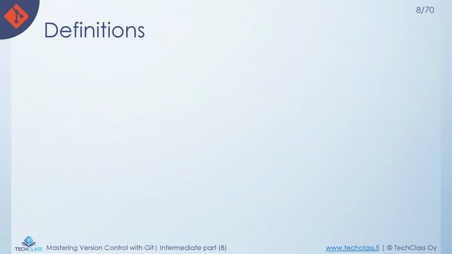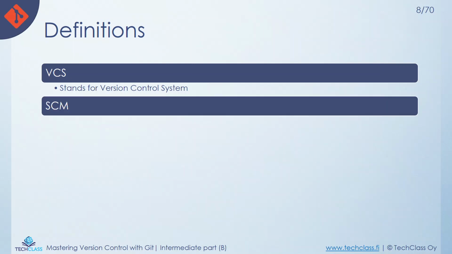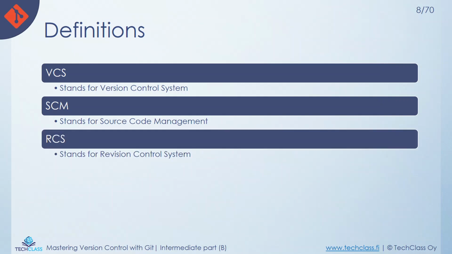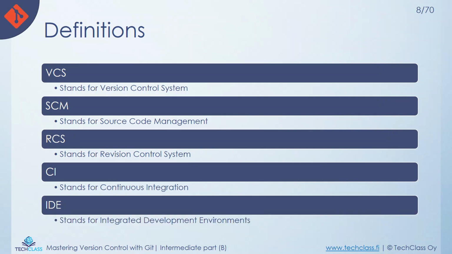Alright, now I'm excited to start this part of the course. So let's start with the definitions as usual. VCS stands for Version Control System, SCM stands for Source Code Management, RCS stands for Revision Control System, CIS stands for Continuous Integration, and IDS stands for Integrated Development Environment. We may encounter these abbreviations inside the content of this part, so make sure to get familiar with them.